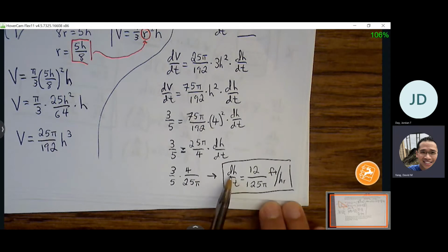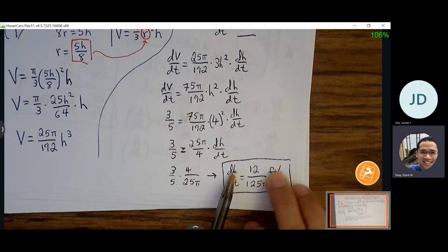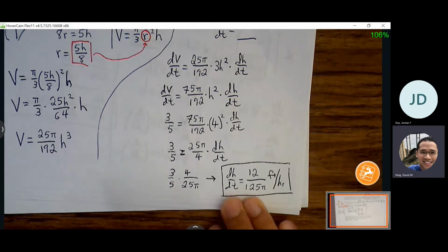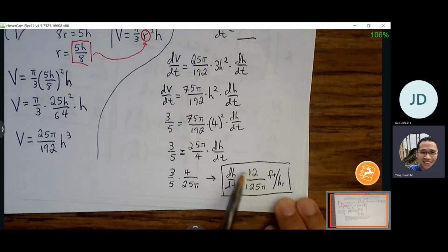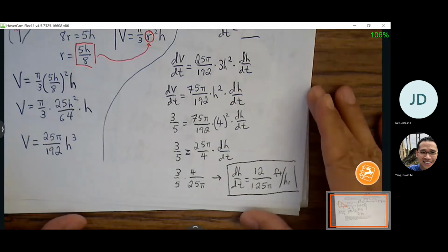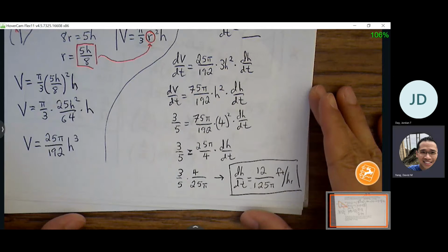12 over 125. Height is feet. Time is hour. Units of measure, feet per hour. Water is pouring into the tank, so we expect the height to be growing as well, so we're getting a positive rate that's consistent with what we were expecting. Okay, questions?